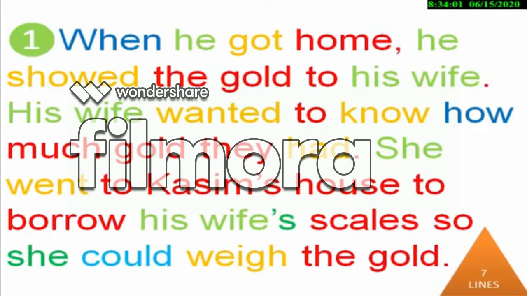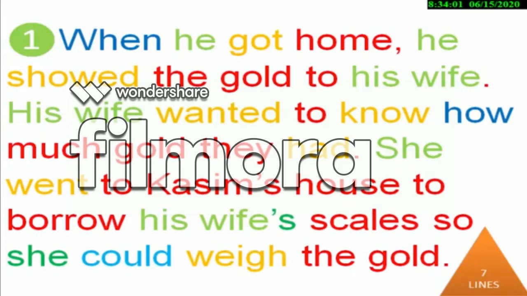Now let us move to the third sentence. She went to Qasim's house to borrow his wife's scales so she could weigh the gold. بمعنى أنها ذهبت مباشرة إلى منزل القاسم حتى تستعير من زوجتة المكاييل لوزن الذهب.